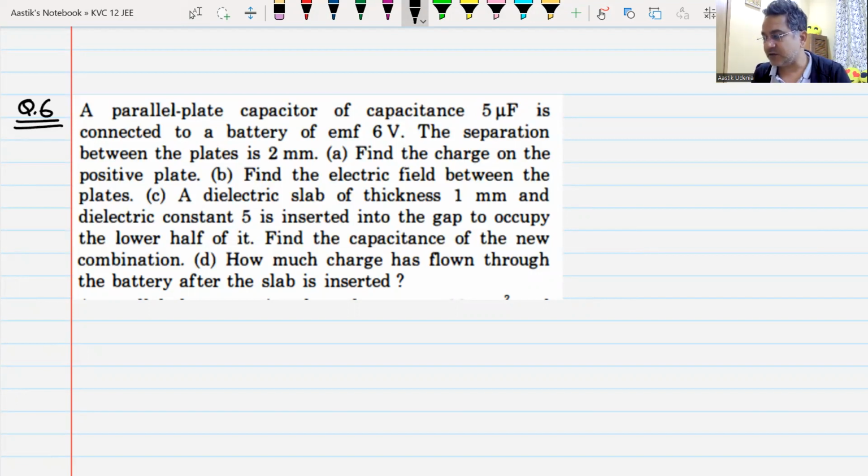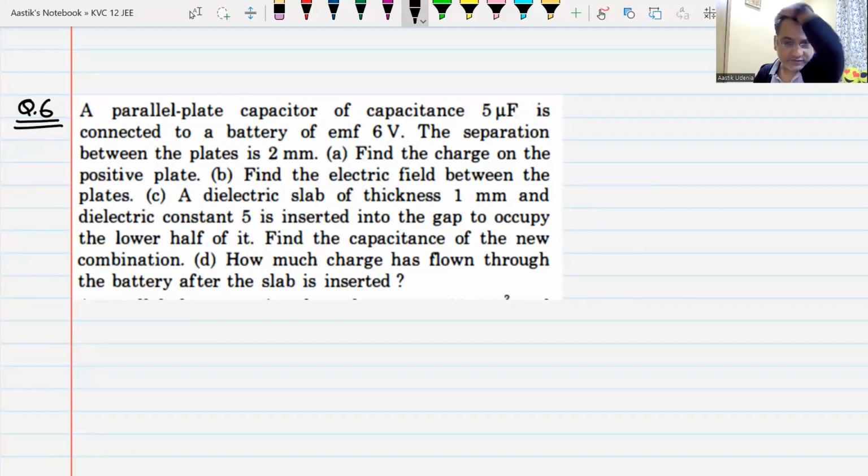A parallel plate capacitor of capacitance 5 microfarad is connected to a battery of EMF 6 volts. The separation between the plates is 2 mm. Find the charge on the positive plate. Find the electric field between the plates. A dielectric slab of thickness 1 mm and dielectric constant 5 is now inserted in the gap to occupy the lower half. Find the capacitance of the new combination. How much charge has flown through the battery when the slab is inserted? Remember, it remains connected to the battery. So I'll give you 2 minutes to solve it.